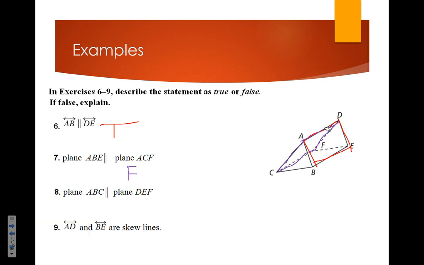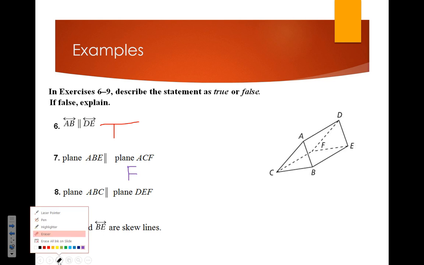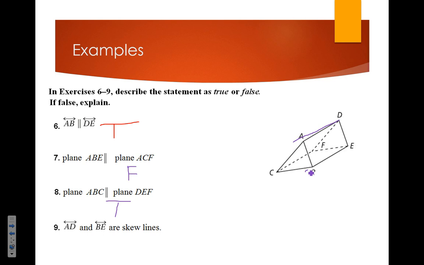I'm going to erase those. And now I've got plane ABC, which is the triangle, and plane DEF, which is the other triangle, and those are definitely both parallel, so that's true. Then AD and BE are being asked if they're skew, and they're not. They're definitely not going to intersect, they are parallel. So they're in that same plane, the plane with ADBE.